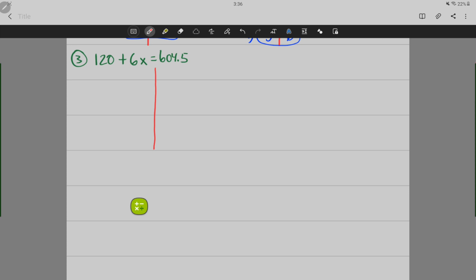We need to get x by itself, but the other term is in front of it. It says positive 120. So the opposite of positive is a negative. So we subtract 120 on both sides. Again, please line up the whole numbers with the whole numbers. Do not put the 0 underneath where the 0.5 is. That's a decimal. Okay, 120 minus itself is 0.